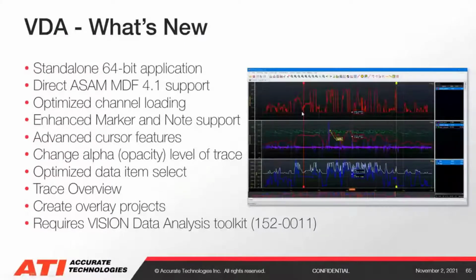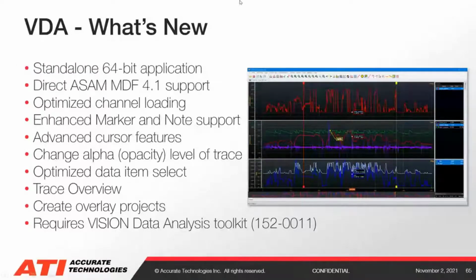There we go. You can change the opacity level of a trace. So if you've got a very noisy channel, but you don't want to hide it, like a state variable that's very, very noisy, you can change the opacity of it to send it a little bit more towards the background. Optimize data item select. So I'll go over that in the next slide.